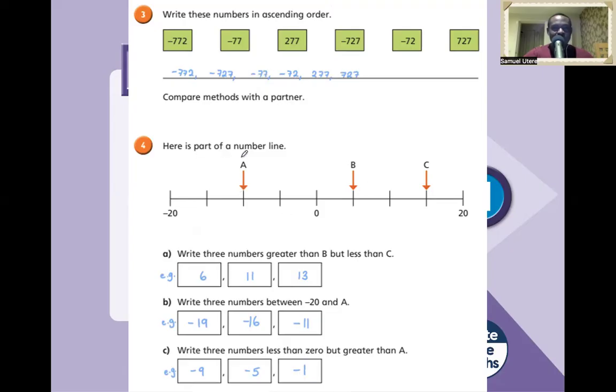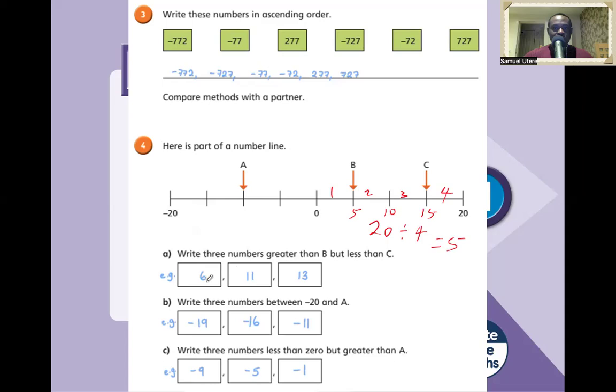Next, here is a part of a number line. You're asked to write 3 numbers greater than B but less than C. But first you're going to have to work out the numbers, so let's do that really quickly. You have 0 and 20, so the difference between 0 and 20 is 20. You can see that you have 4 intervals, so you need to divide this by 4 to find out what each interval is worth. That's 5. So that has to be 5, and that should be 10, and that should be 15.